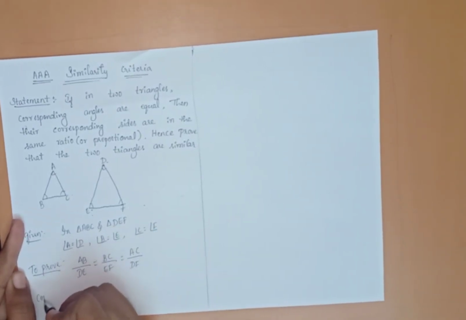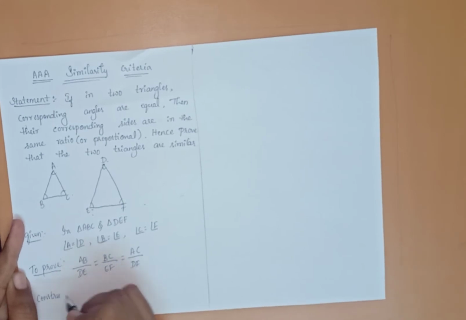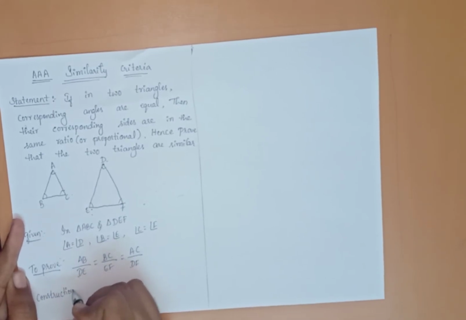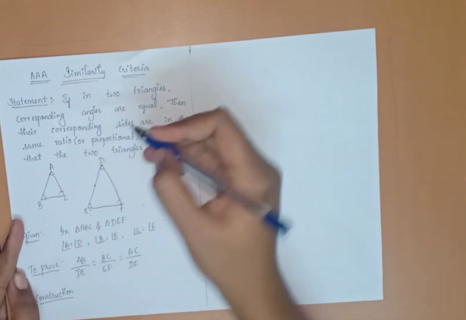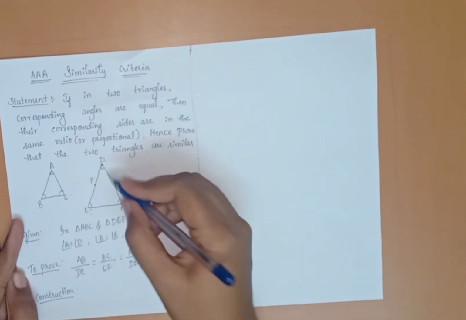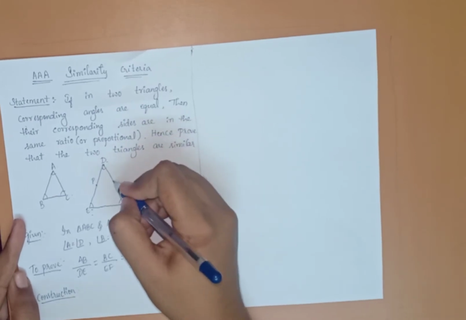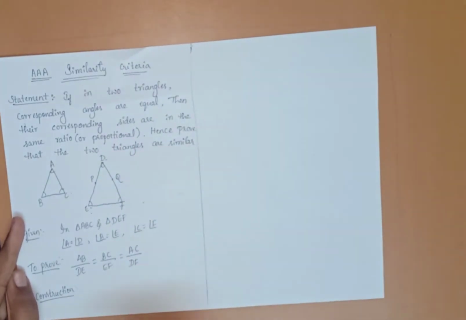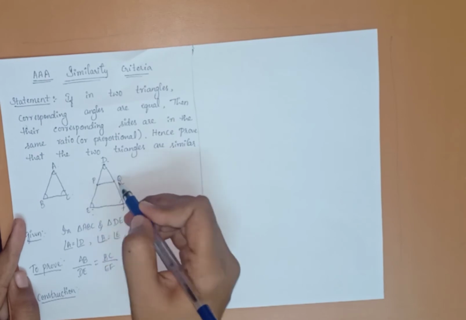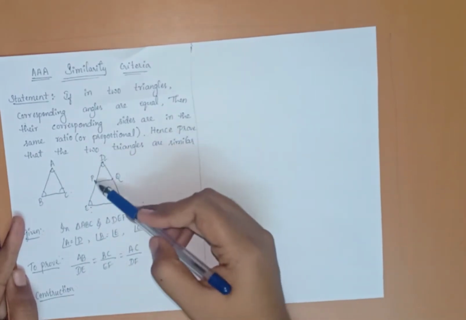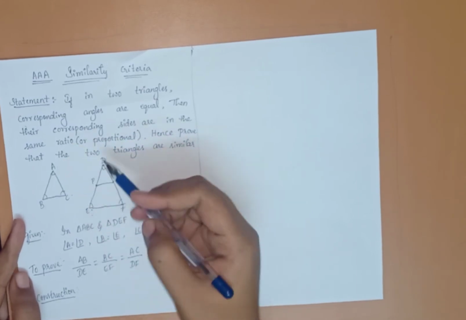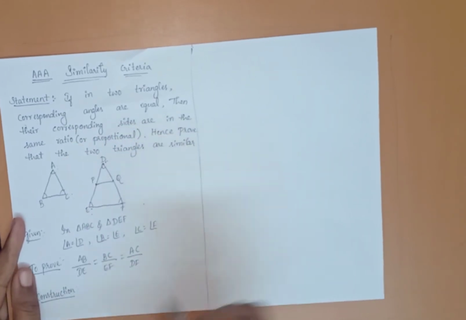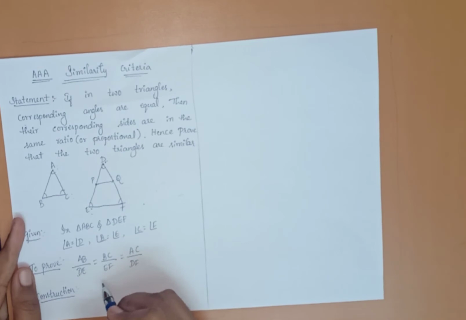So construction. Here, in the construction, I'll mark one point and call it P, and in the line of DF I'll mark one point and call it Q, and I'll join them. So triangle ABC is equal to triangle DPQ. We will write that here.